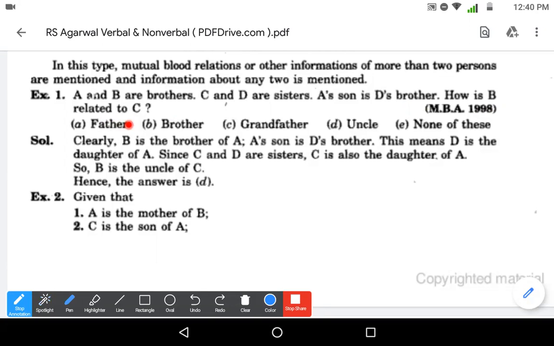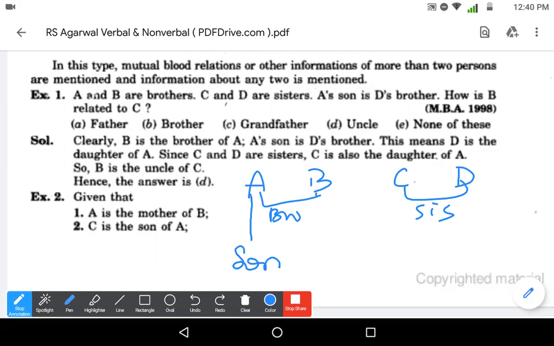Now let's write it down. A and B are brothers. C and D are sisters. A's son is D's brother. How are B and C related? This is the question for us.